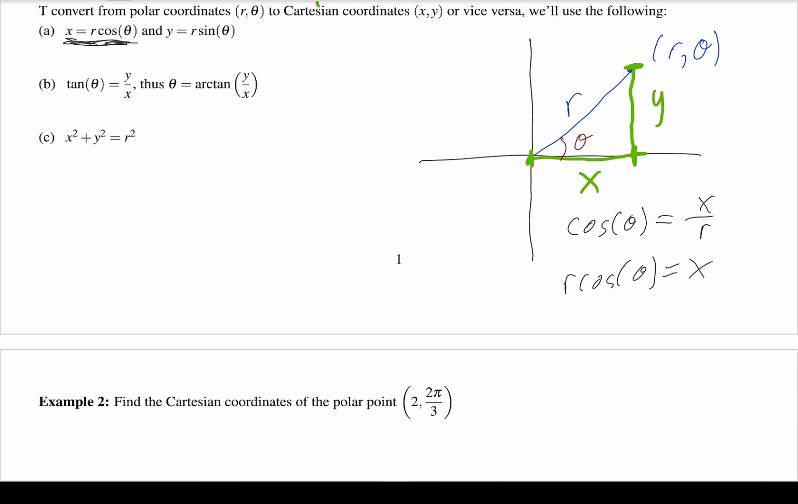And then the one for sine is very similar. Also, notice that tangent of theta is opposite over adjacent, so that's how we get this. And then if I take an inverse of both sides, I'll get theta equals tan inverse or arctan of y over x. And then finally, if I apply Pythagorean's theorem, that's how we get this last identity.